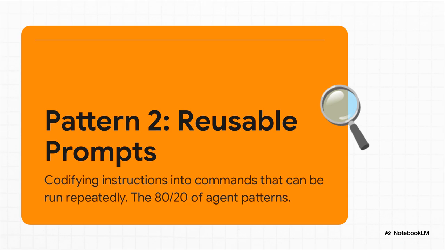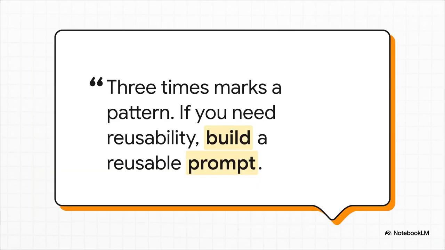So let's climb up to step 2. This is where you get some serious leverage. Instead of typing the same kind of instructions over and over again, you turn them into a single, reusable command. Honestly, this is the 80-20 of agent patterns. It's going to give you 80% of the value for just 20% of the effort. And here's a fantastic rule of thumb for any engineer out there. If you find yourself doing the same manual task 3 times, just stop. That's a pattern. Automate it.